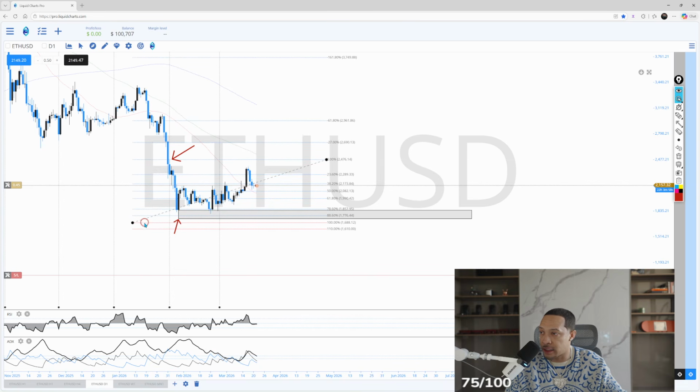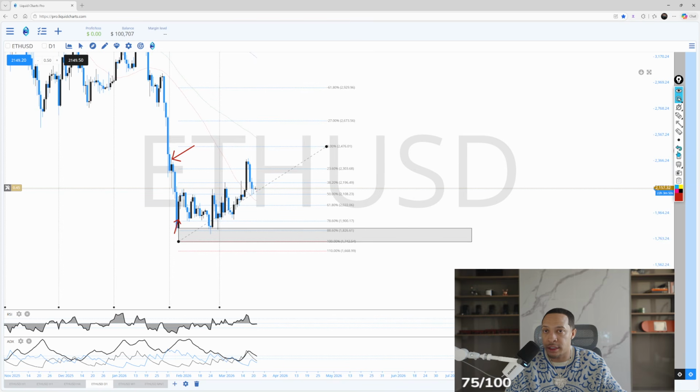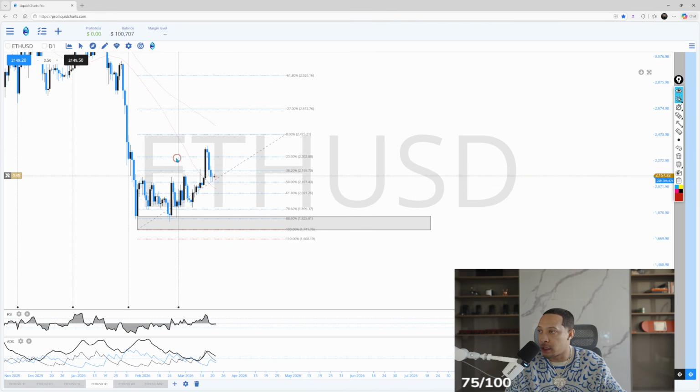Lock in that fib at the top. I'm going to take this bottom point, and I'm going to draw it directly on the bottom. And all I'm going to do is go ahead and lock that in. And now you can see here the overall outlook of how this is.